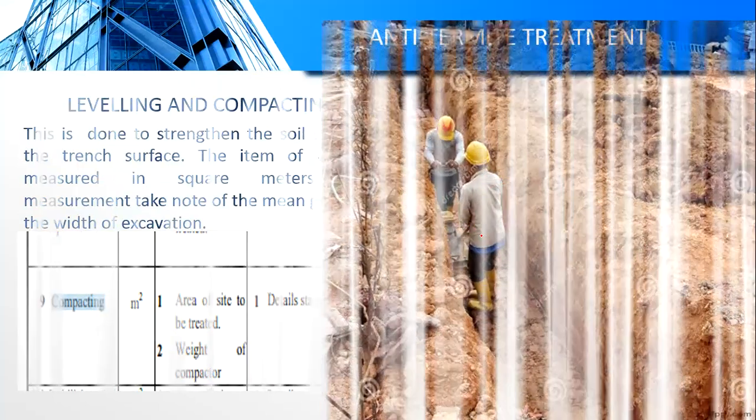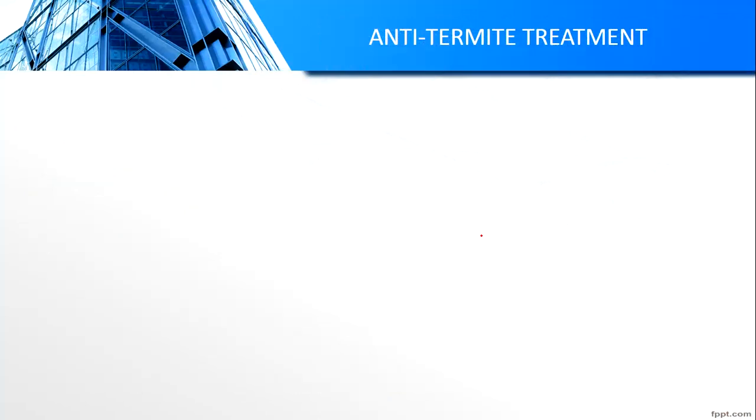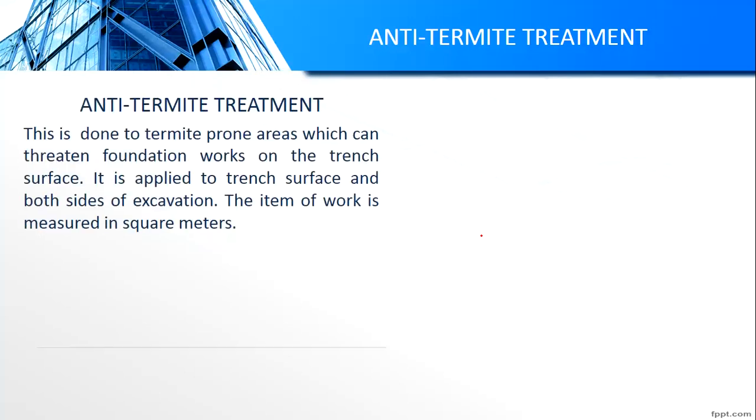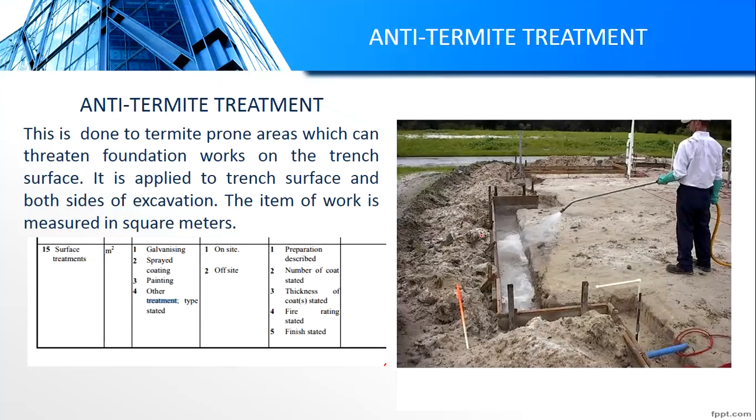Our next work, after leveling and compacting, is anti-termite treatment. Anti-termite treatment is done in areas prone to termites. This involves spraying of chemicals on the trench surface and both sides of the excavation. As you can see here, a worker is spraying a chemical for treatment of the trench, to the surface of the trench and to the sides of the excavation.